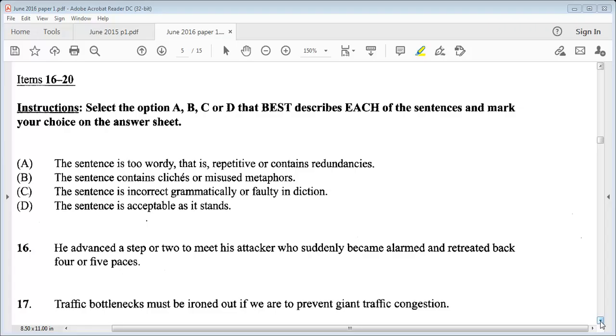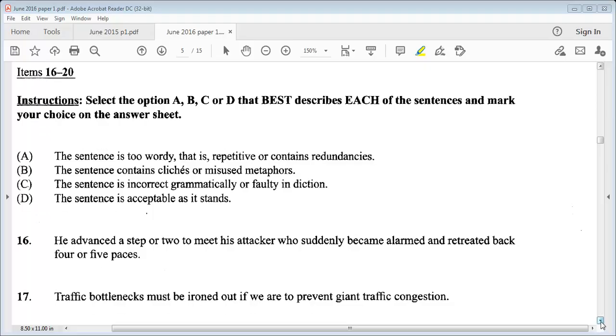16 says, he advanced a step or two to meet his attacker, who suddenly became alarmed and retreated back 4 or 5 paces. Right away, we recognize that this sentence is a bit repetitive and too wordy. For example, words such as retreat back, that's the same thing. It's repeating itself. It means the same thing. So A would be our answer for this one.